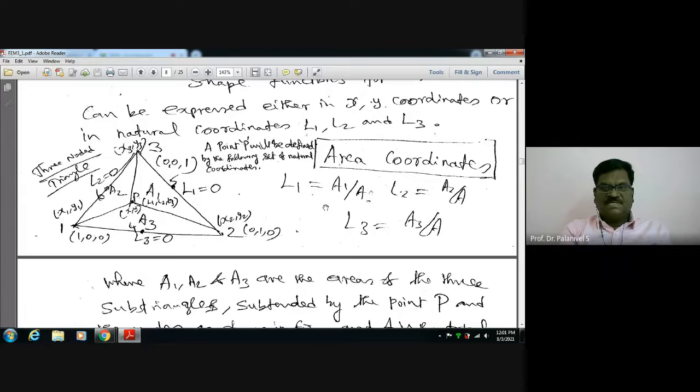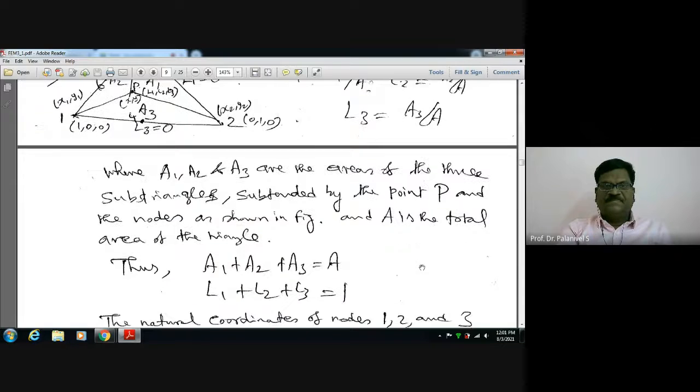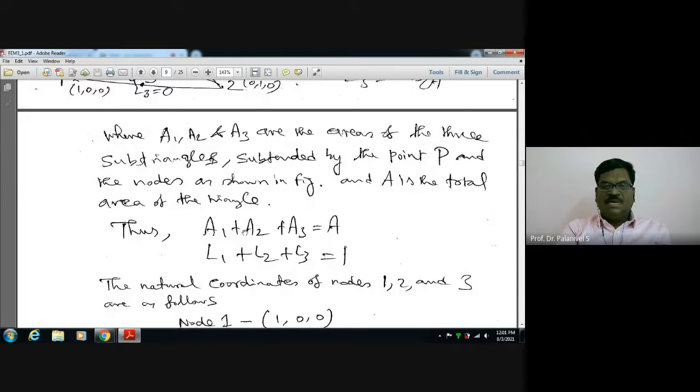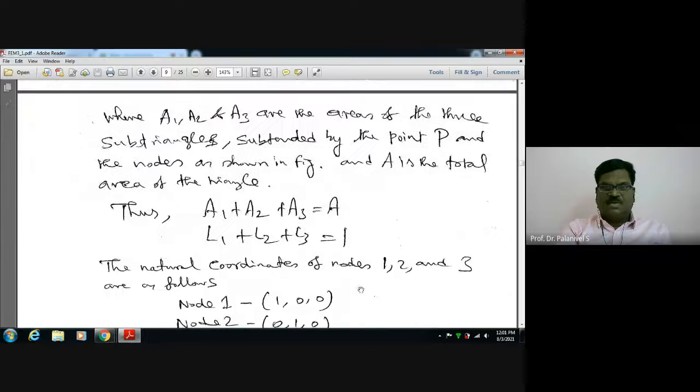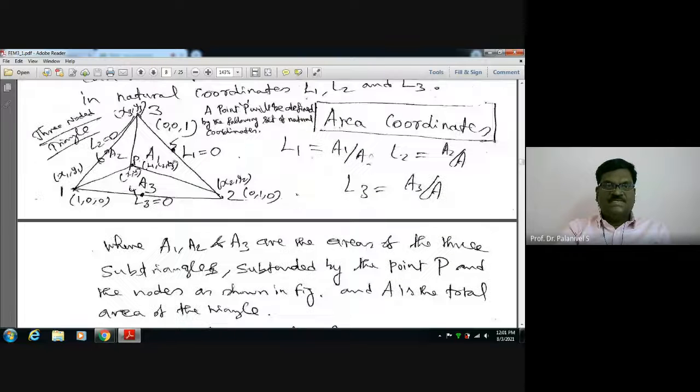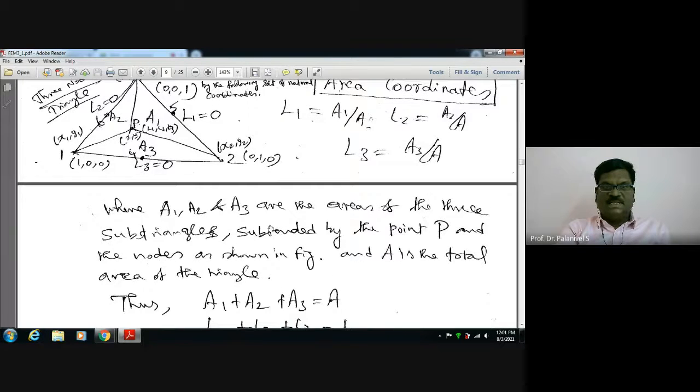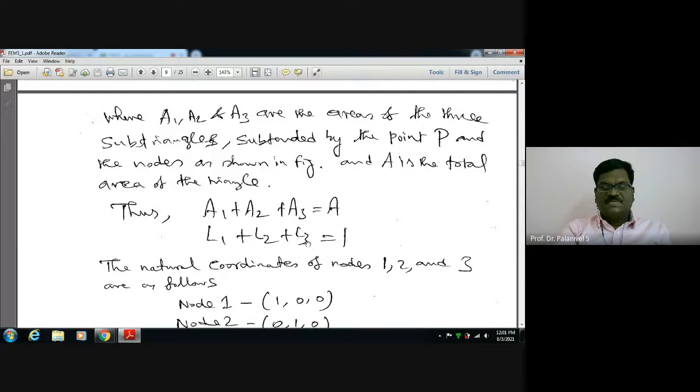Formulations of certain properties of this triangular element, we are discussing it here. Thus, A1 + A2 + A3 is equal to A. No doubt, if I add A1, A2, A3, I'm getting the total area of the triangle, A. Moreover, this chosen natural coordinate, that is area coordinates for triangle, L1, L2, L3, if I add them, L1 + L2 + L3 is equal to unity.